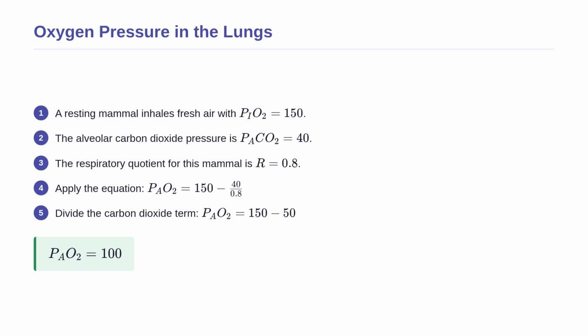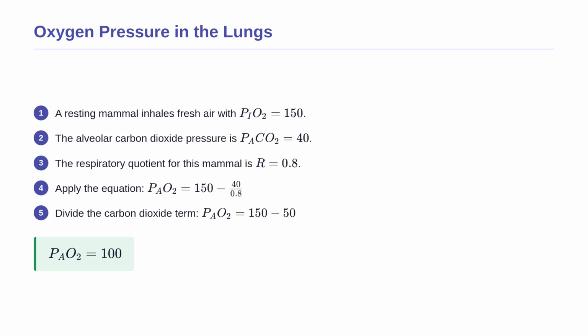Let us calculate this balance for a terrestrial mammal resting at sea level. We're given that the inhaled fresh air has an oxygen pressure of 150. The alveolar carbon dioxide pressure is 40, and the respiratory quotient is 0.8. We want to find the final effective oxygen pressure deep inside the lungs.